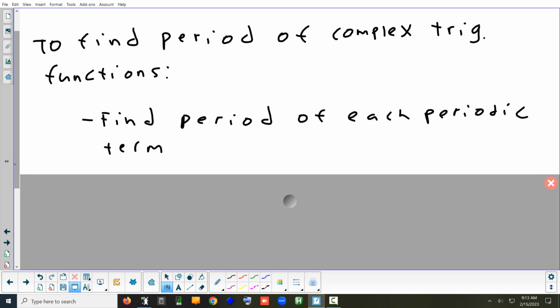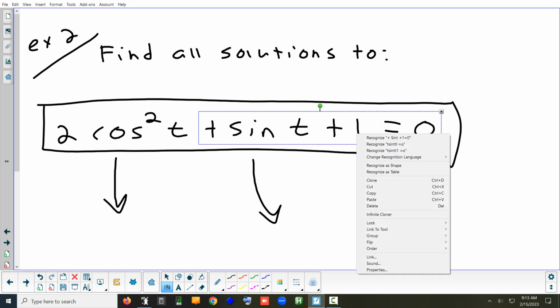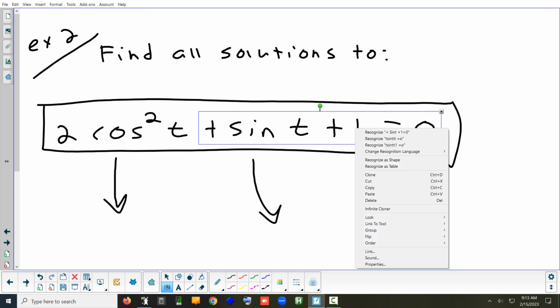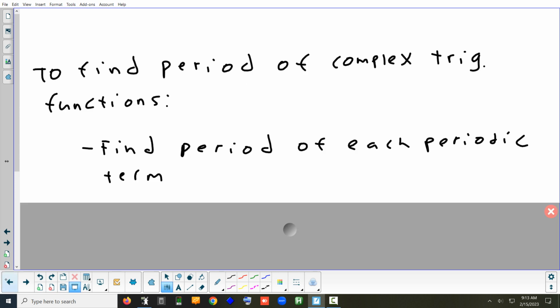So if you have a trig equation that has more than one trig term in it, the first thing is to find the period of each periodic term. Periodic means trig. If you have a term in your equation that's a number, like this 1, it doesn't have a period. 1 is not a trig term. It's a constant. So you don't have to worry about finding the period of the 1. Just the trig terms.